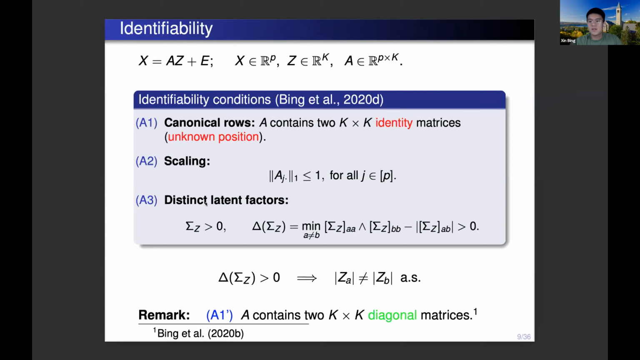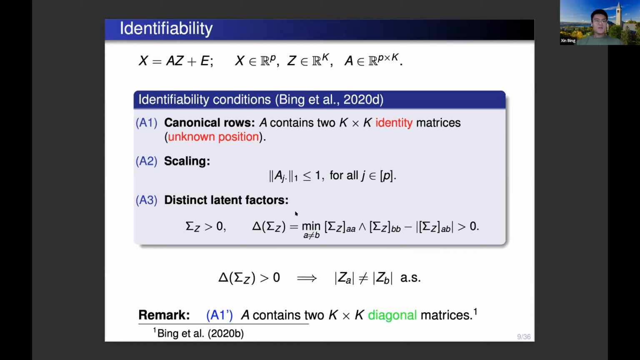And the third condition is some kind of incoherence condition among the latent factors. It assumes that sigma Z, which is the covariance matrix of the latent factors, is strictly positive. And the second incoherence condition simply implies ZA is not equal to ZB in absolute value, almost surely. And I have some remarks to make here for this set of identifiability conditions.